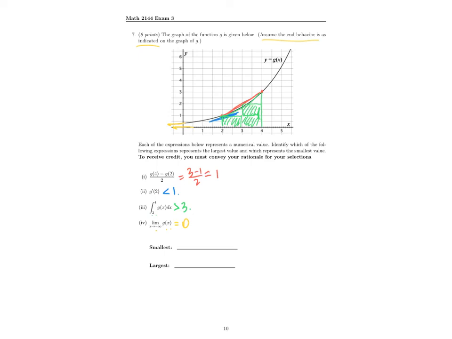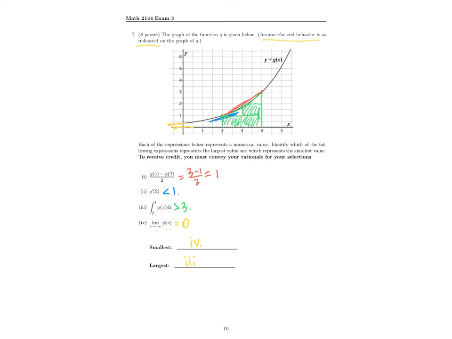So the smallest looks like 4. And the largest looks like this integral on 3. So to receive credit, you must convey your rationale for your selections. Okay. Well, I guess that's good enough rationale.